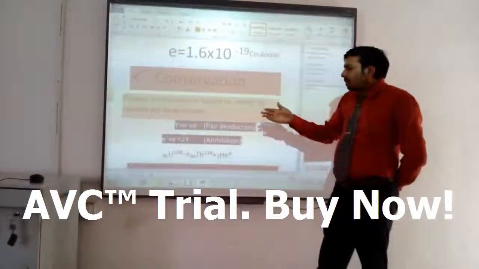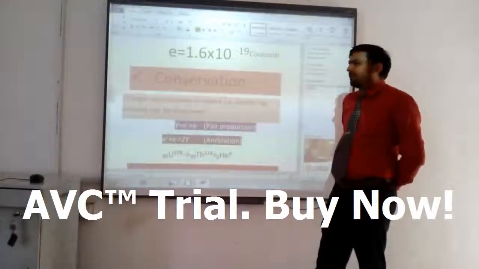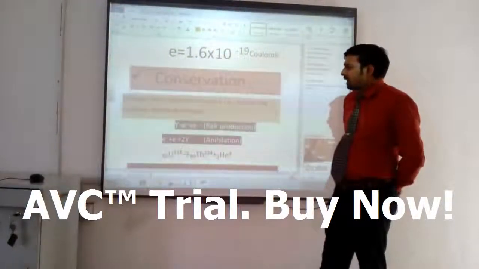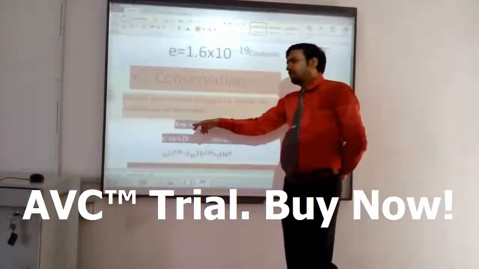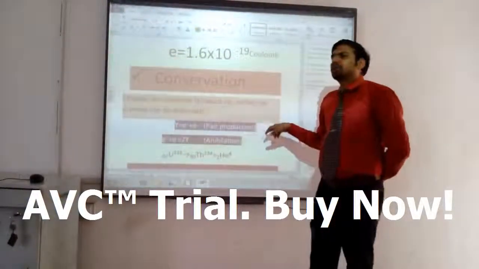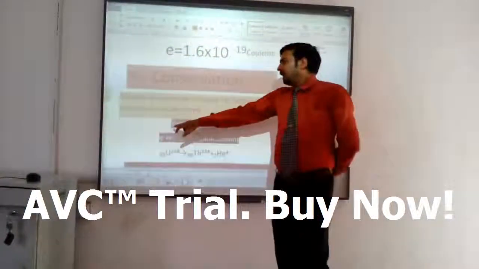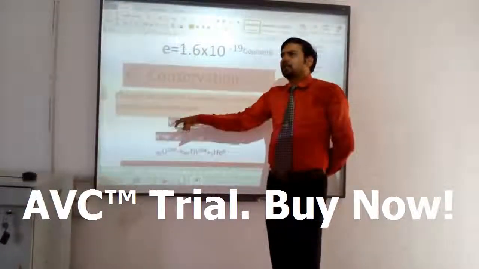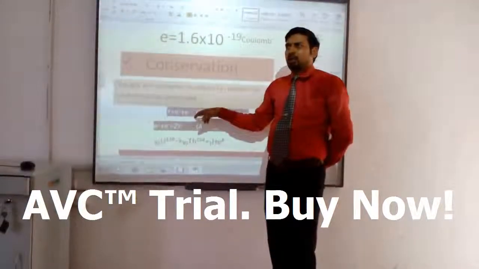And there are certain equations in terms of that. We may give some examples of conservation of charges. Here, this process is called pair production, where a gamma photon breaks into an electron and a positron.